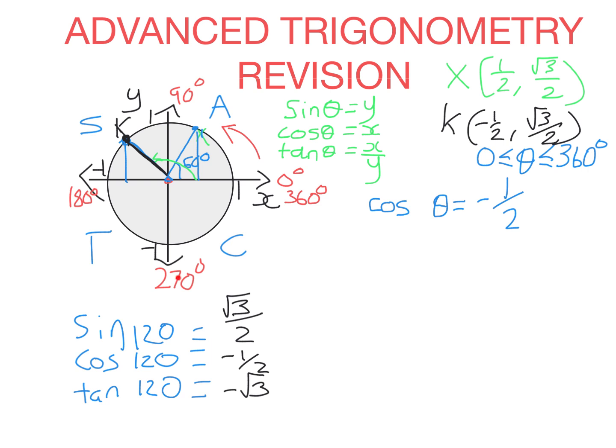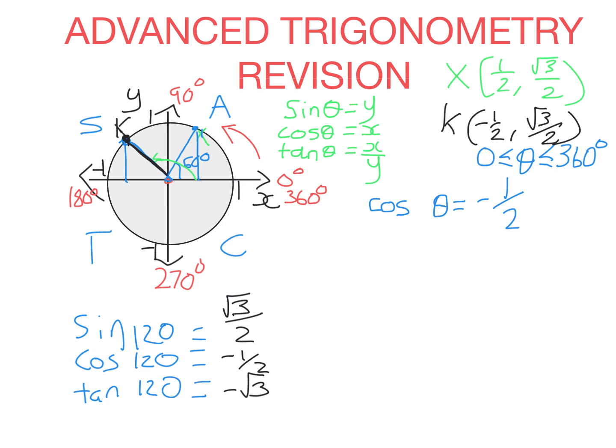For angles between 180 and 270 in the third quadrant, only tan is positive. So for example, if you were to take sine, cos, or tan of 200, sine and cos would be negative, tan would be positive. And finally, in the fourth quadrant, when you're taking angles between 270 and 360, only cosine is positive, the other two are negative. We use this to solve equations like cos theta equals minus a half, for theta between 0 degrees and 360 degrees. So this notation simply means we want to find the solutions between 0 degrees and 360 degrees.